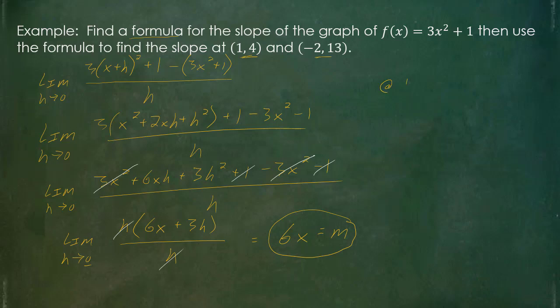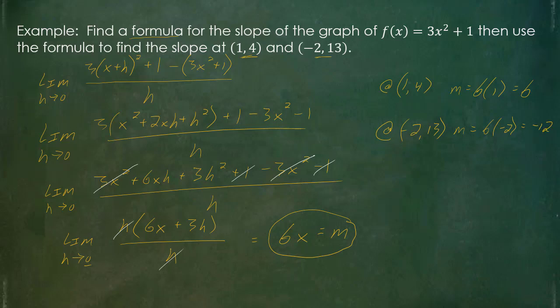Now go ahead and use it to come up with a slope at each of these points. So at 1, 4, if I plug into my slope formula, it would be 6 times the x value, which is 1, which happens to equal 6. At the point negative 2, 13 on the graph, the rate of my graph changing, or the slope of that, would be 6 times negative 2, which would equal negative 12.